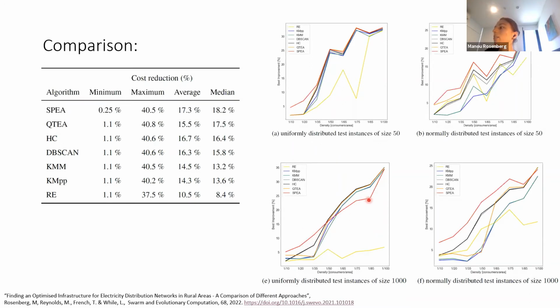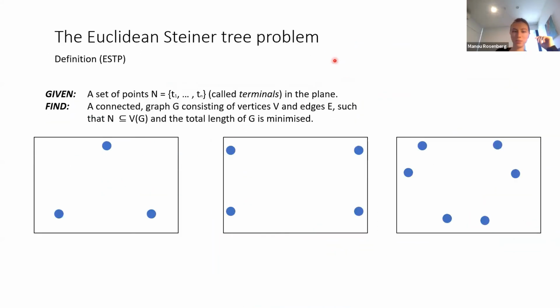But then that changes later on if we look at more densely connected consumers, and it's hard to see in this one, but the Quadtree-based approach and also the density-based or hierarchical clustering are really very close together. On these very large instances of 1,000 consumers, for more densely connected nodes, they outperform the other ones. So that's what we found.